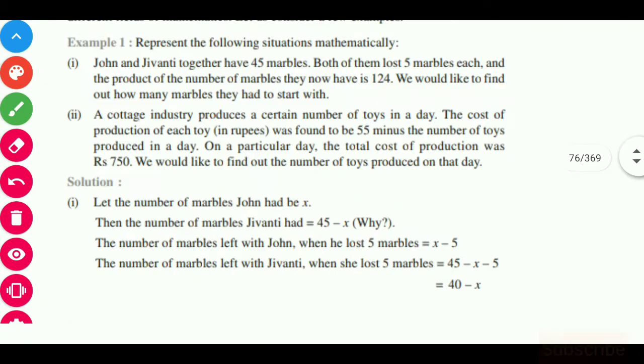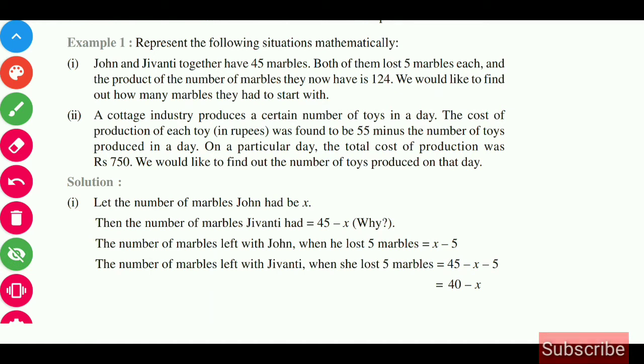Now in this second situation, a cotton industry produces a certain number of toys in a day. The cost of production of each toy was found to be 55 minus the number of toys produced in a day. On a particular day, the total cost of production was 750. What we would like to find out is the number of toys produced on that day.